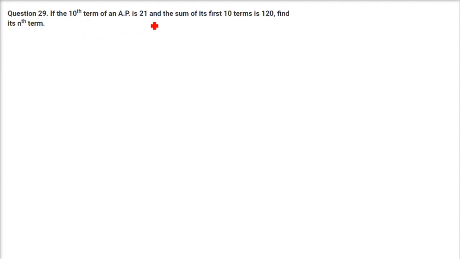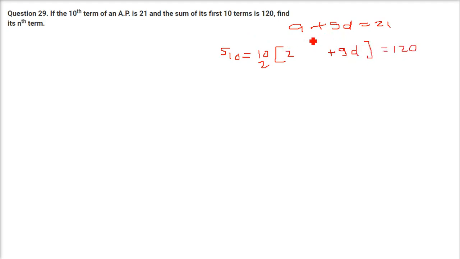If the 10th term of an AP is 21 and the sum of its first 10 terms is 120, find the nth term. So the 10th term of an AP is 21, that is A plus 9D is given as 21. So we have an expression here, and the sum of first 10 terms, S10, is 10 by 2 into (2A plus (n minus 1) into D), that is 2A plus 9D. This is given as 120. Now in place of A, I am writing 21 minus 9D. Right? 21 minus 9D. So this is equal to 120.